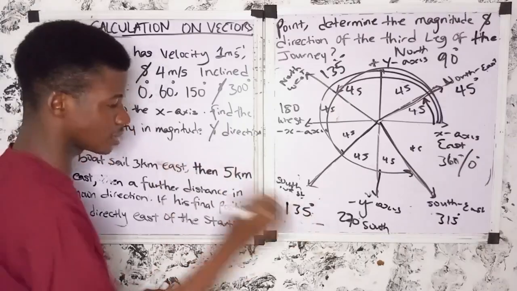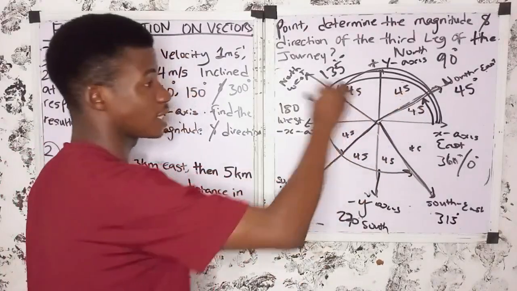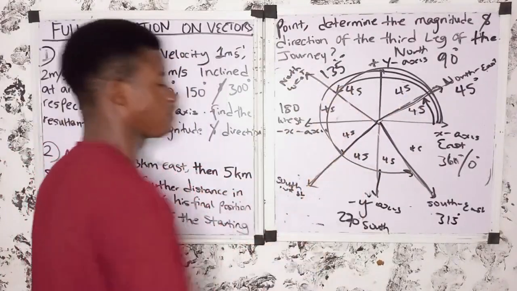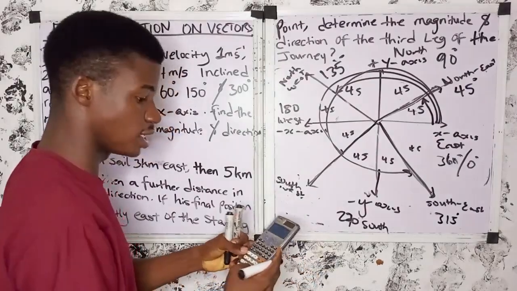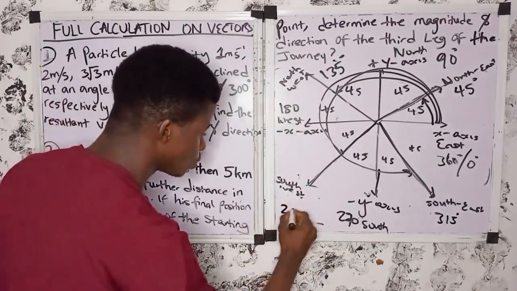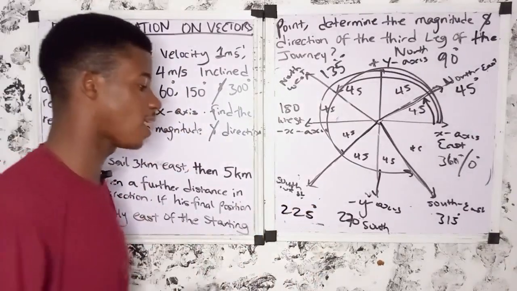I said that I made a mistake here. Remember, here is 90. 90 plus 90 is 180. 180 plus 45 is 225. So this angle here is 225, and this angle is 225. Sorry for the mistake earlier.